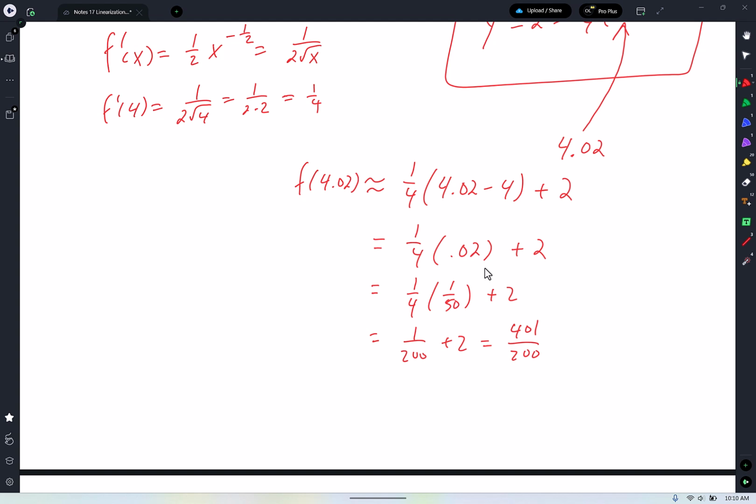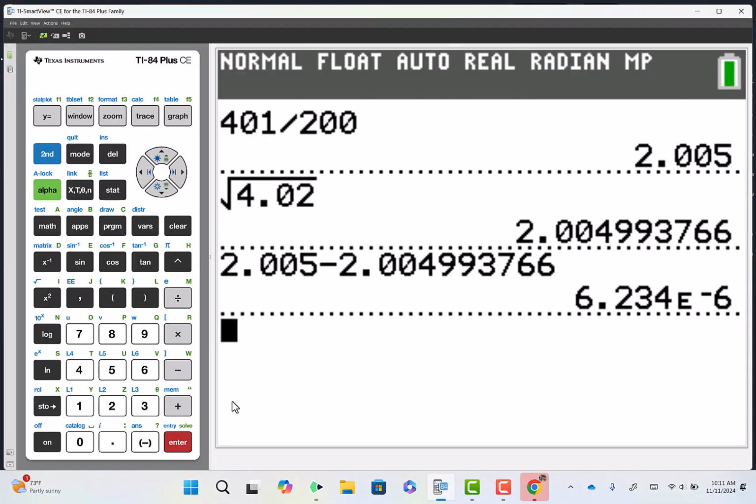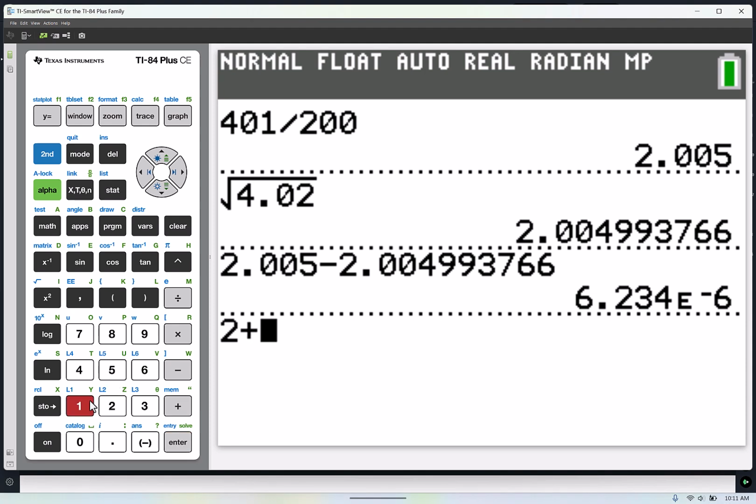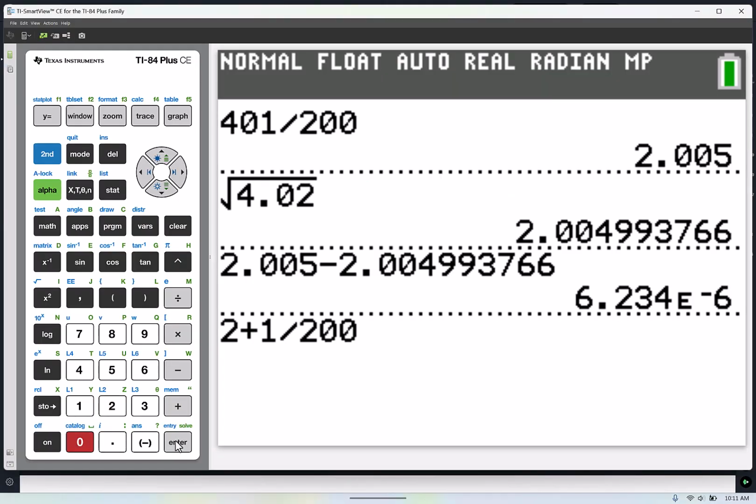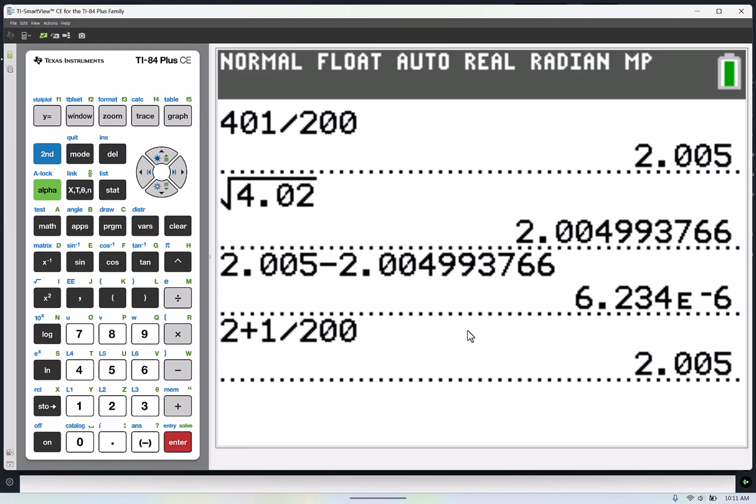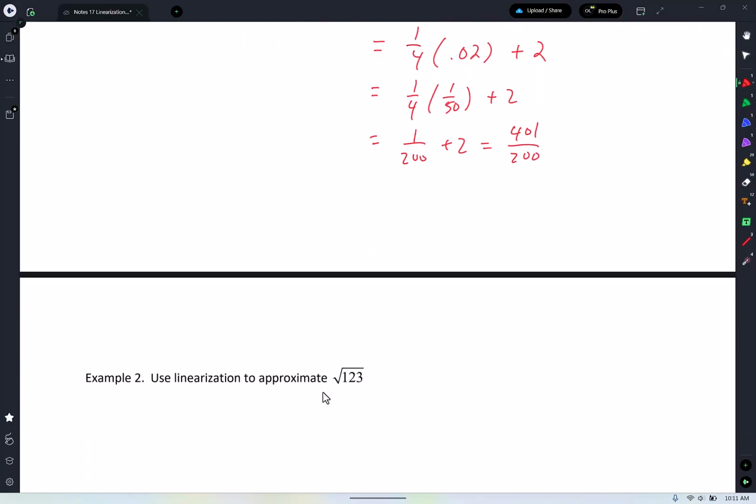Let's make sure I didn't make any mistakes, because I make mistakes all the time. 1/4 times 0.02, that is 1/200 plus 2. 2 times 200 is 400 plus 1, 401. Yeah, everything looks correct. 2 plus 1 over 200. Yep, everything looks good, guys. We're good. Let's continue. We're just practicing.